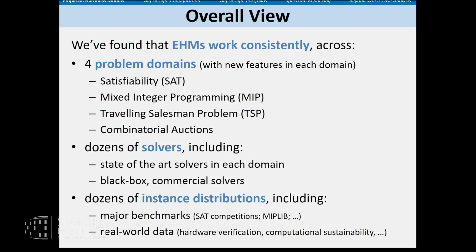And this led us down the garden path of thinking more and more deeply about this problem. So now we've thought a lot about satisfiability, mixed integer programming, traveling salesman problem, and combinatorial auctions, which is where we began. We've looked at dozens of different solvers, including black box commercial solvers, state-of-the-art solvers everywhere, and many dozens of instance distributions looking at benchmarks proposed by other people, various real-world data. So really our goal is to think about hard problems and both instance distributions and solvers that there's some kind of external reason to care about.